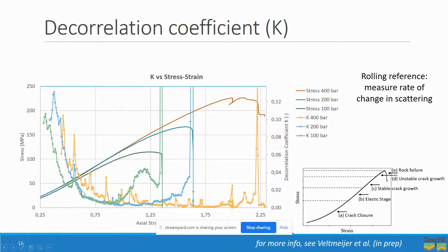Then you have a whole period of, let's say, very low decorrelation coefficients. So that means there's not a lot of change in the seismic waves. And at the moment your stable crack growth starts to come, your first new fractures start to form, that decorrelation coefficient goes up again. Yeah, that's for the green data. That kind of corresponds for the blue data and also for the orange data for the 400 bar experiment, you see the same kind of pattern. So you have lowering, stable, and then an increase in decorrelation coefficient again, which you can link very well to the changes from elastic to non-elastic deformation.